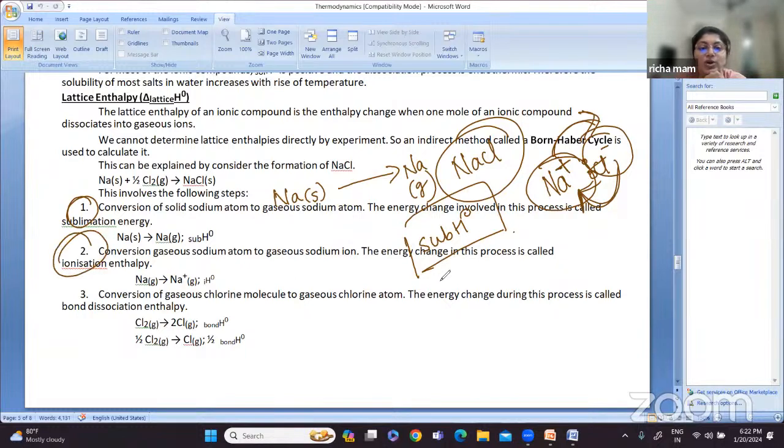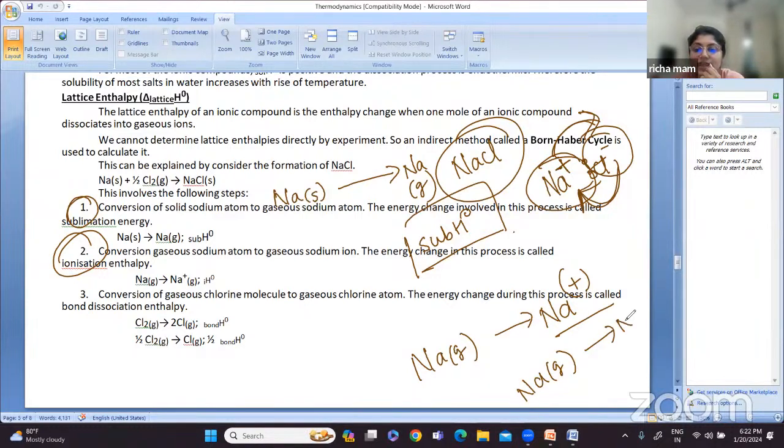The next conversion is from gaseous sodium atom, that is Na(g), to gaseous sodium ion. So from gaseous sodium, we are forming its ion. This process is called ionization enthalpy. So Na in the gaseous state gives Na plus. It involves delta I.